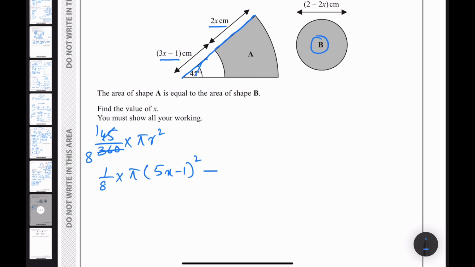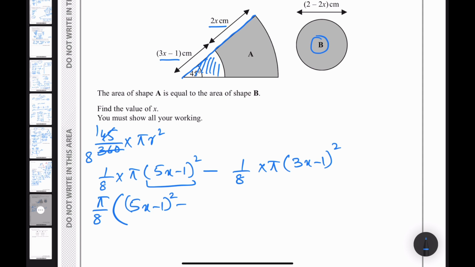Minus, we have to find out the area of this unshaded part, which will be 45 over 360 times pi times 3x minus 1 whole square, because that's the radius. So we'll just solve it. 45 over 360 is like 1 over 8, so I'll just write 1 over 8. Now in this one, 1 over 8 pi is common, so I'll just take it out. Pi by 8 is taken out, so we'll be left with 5x minus 1 whole square minus 3x minus 1 whole square. So that is the area of A.